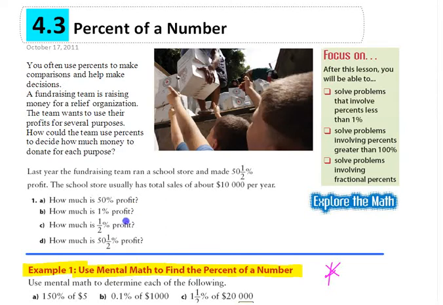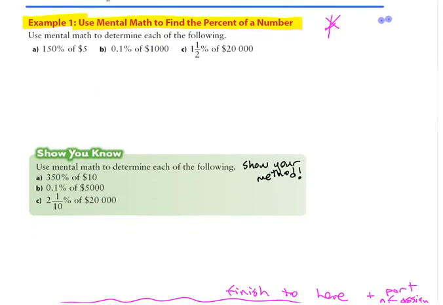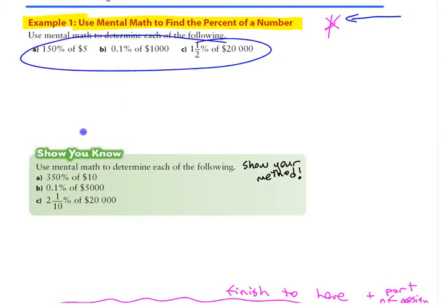I'm hoping that you're okay with working with these things mentally, okay? Because that's what we talked about last time. Finding the percent of a number with a calculator is probably easier, but you're not always carrying a calculator around with you, so make sure you're okay with what we did last time, what we did in the warm-up, which is figuring out things like this mentally, as in without using a calculator.